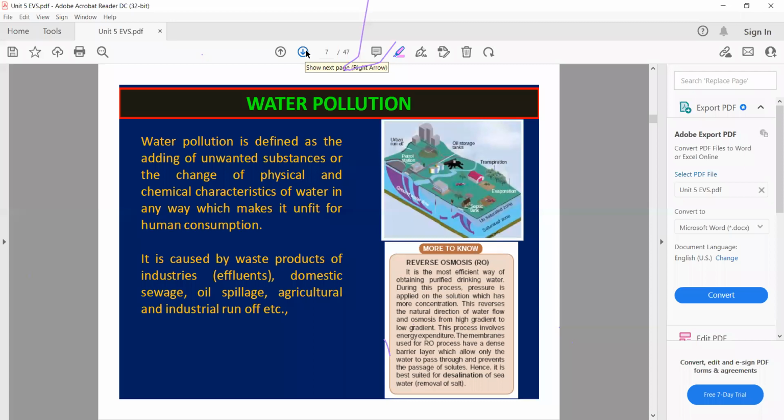Now, if pollutants are added to water, they will certainly make it unfit for consumption. That unfit water, which is not at all fit for consumption, is to be kept away. Right? It is caused by waste products of industries or industrial effluents, domestic sewage, oil spillage, agricultural and industrial runoff, etc. We play a very important role in polluting water.